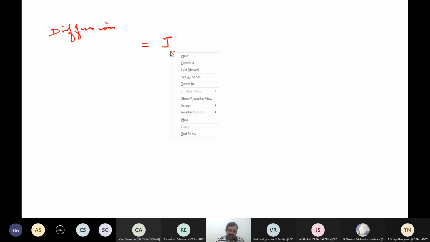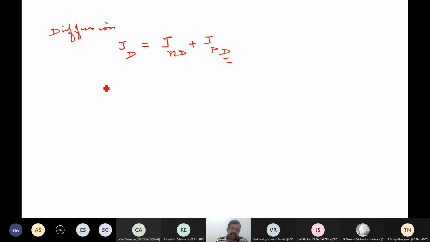Now, in order to differentiate between the diffusion mechanism and drift mechanism, we are talking about diffusion, so we will write the symbol JND plus JPD. The D stands for the diffusion mechanism. So this is my diffusion current density, JD. Now what is this JPD? That is the hole current density due to diffusion.